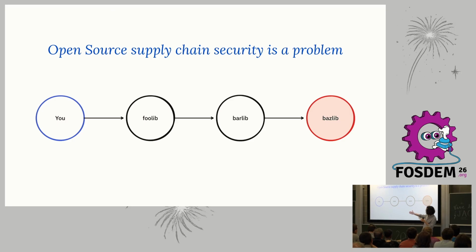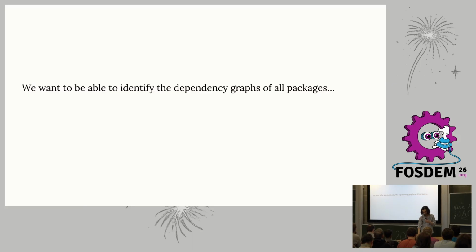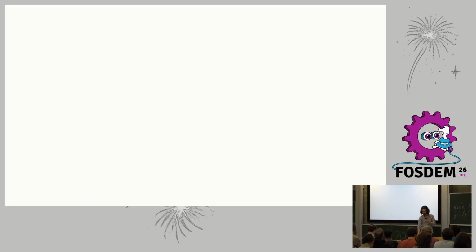Another problem is open source supply chain security. Let's say you have a thing and it depends on a lib, and it depends on some other lib and some other thing, and there's a security problem in that last one. You might want to know, because that means there might be a security problem in your project. But if you don't know about that package, you can't do anything about it. So that's bad, and we want to solve that. So we want to be able to identify packages' dependency graphs.